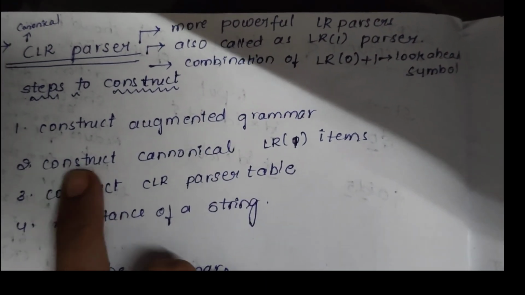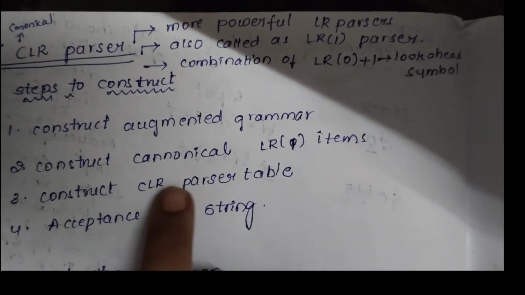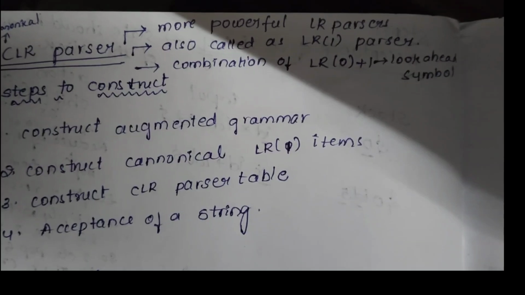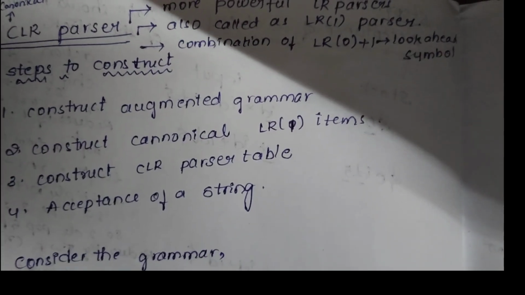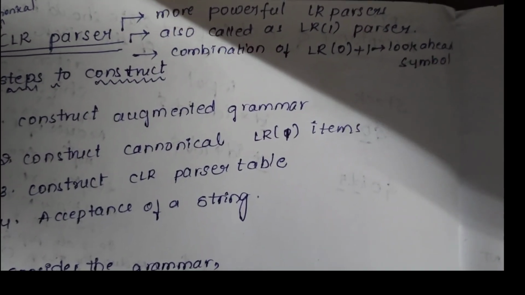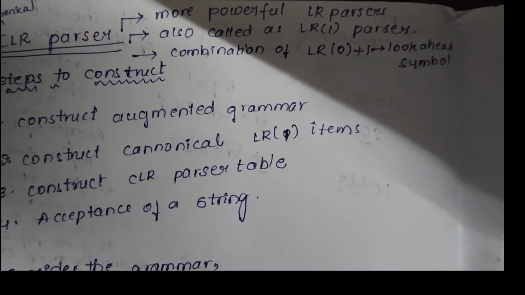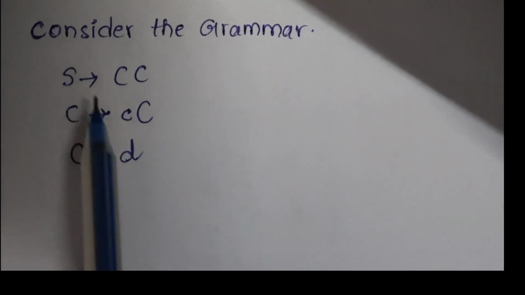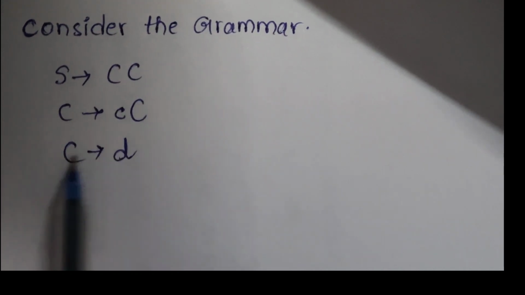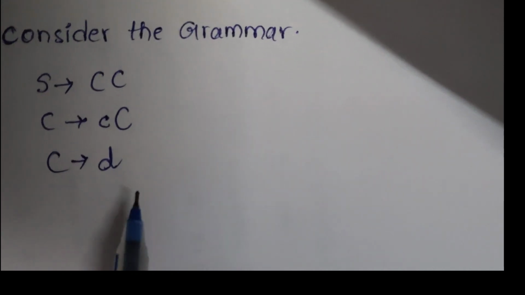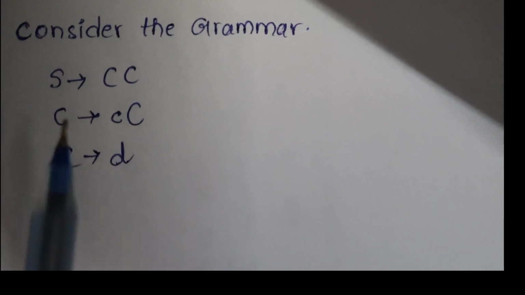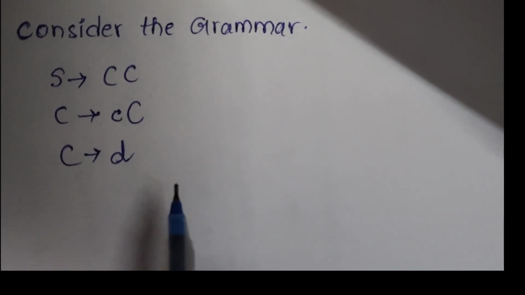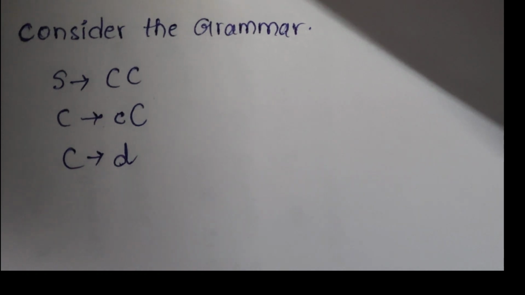There are basically four steps to construct a CLR parser. The first step is constructing the augmented grammar. The second step is constructing the canonical collection of LR(1) items. The third step is constructing the CLR parser table. The fourth step is acceptance of a string. So this is the grammar for which we'll be constructing the CLR. In the next video, for the same grammar, we will construct the LR parser, so stay tuned for it.